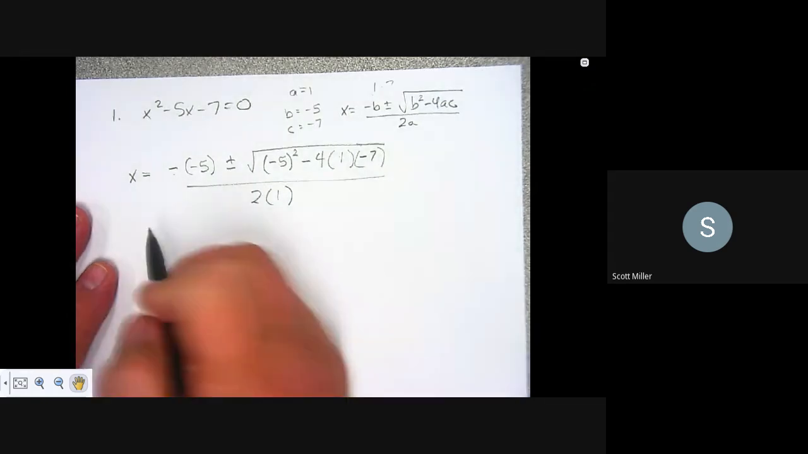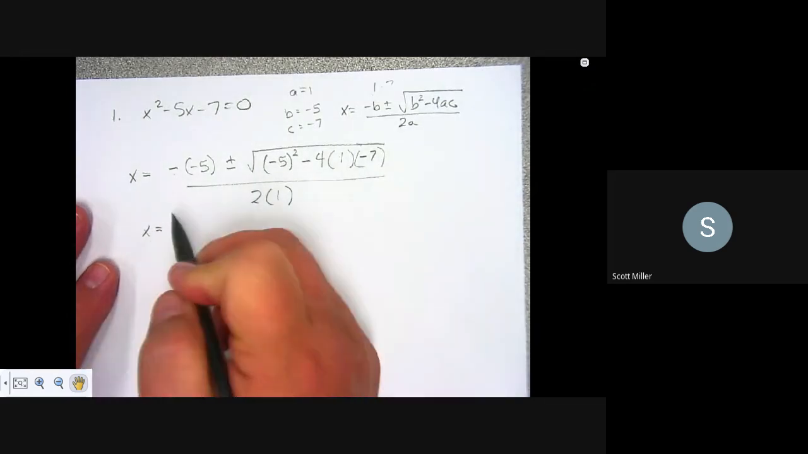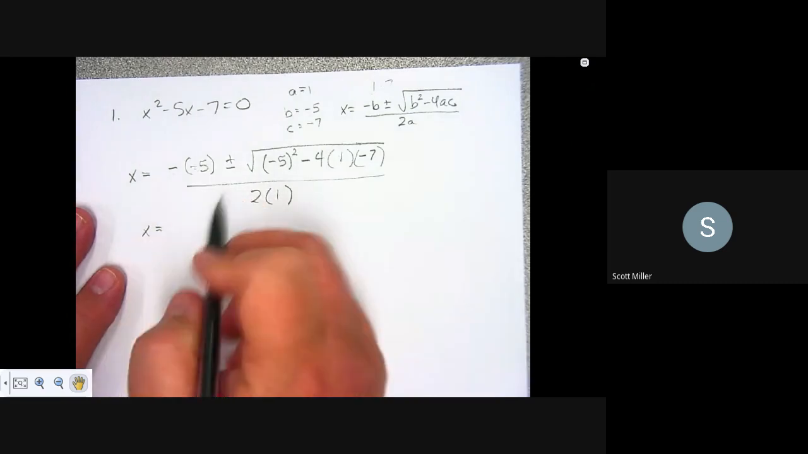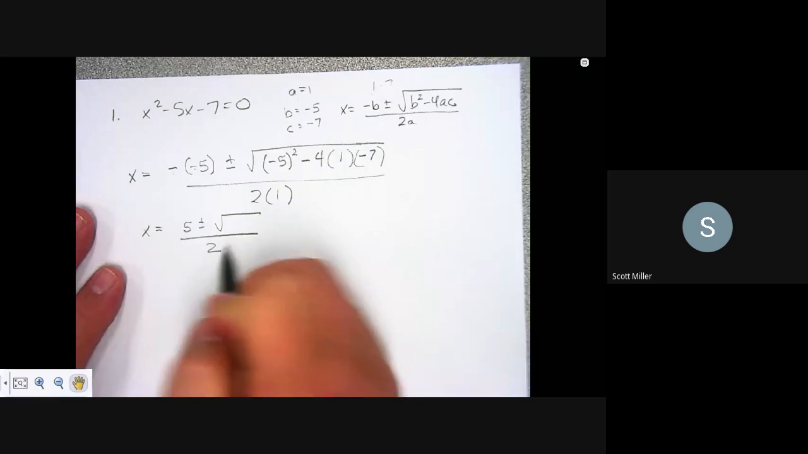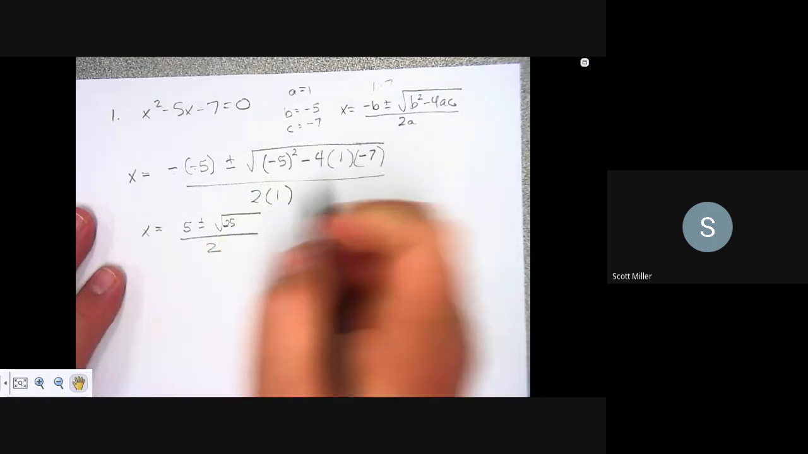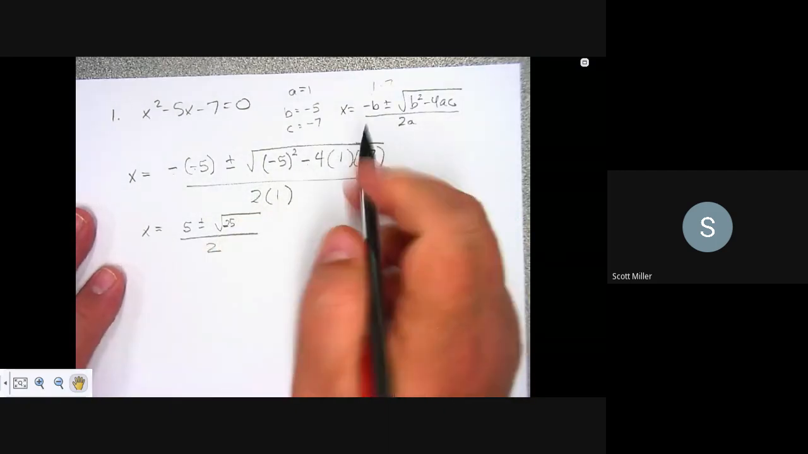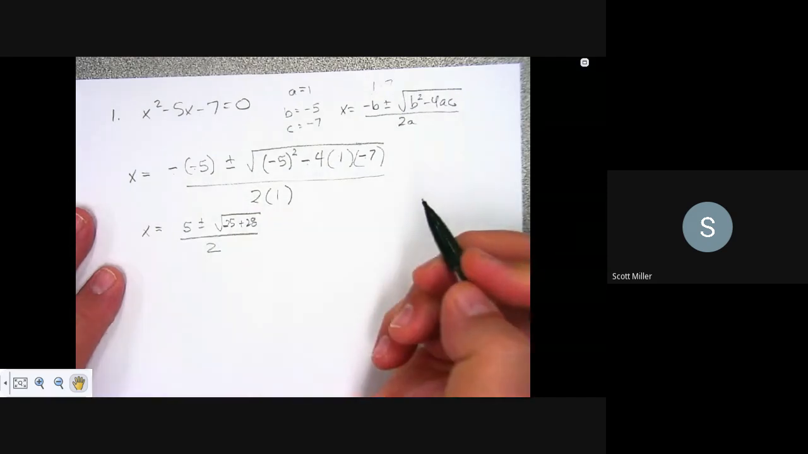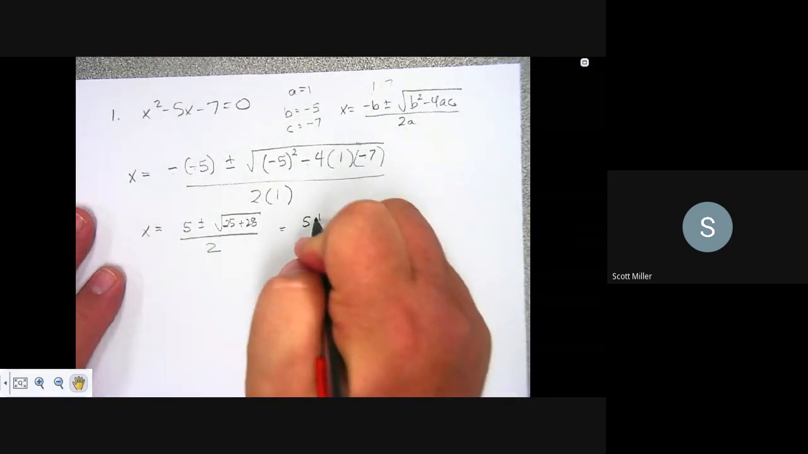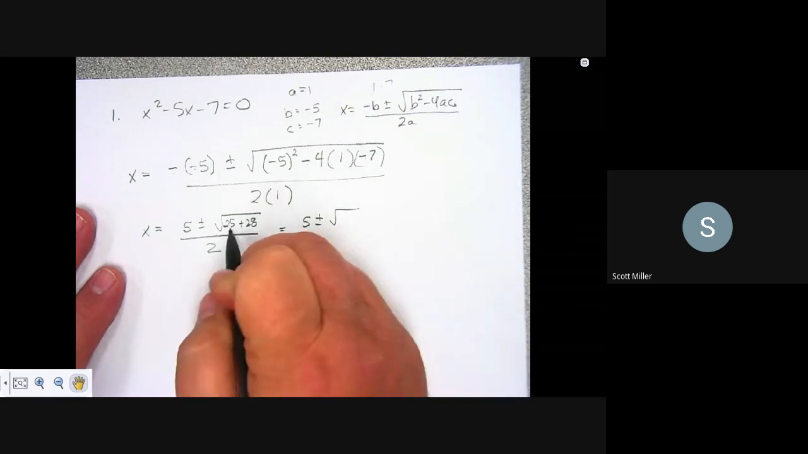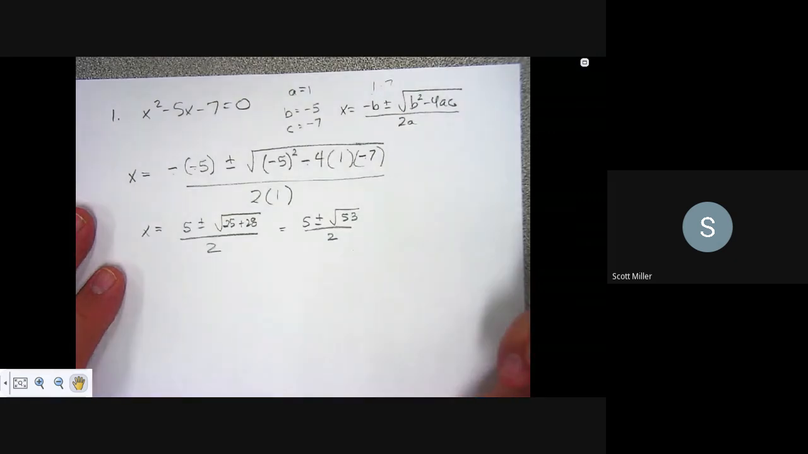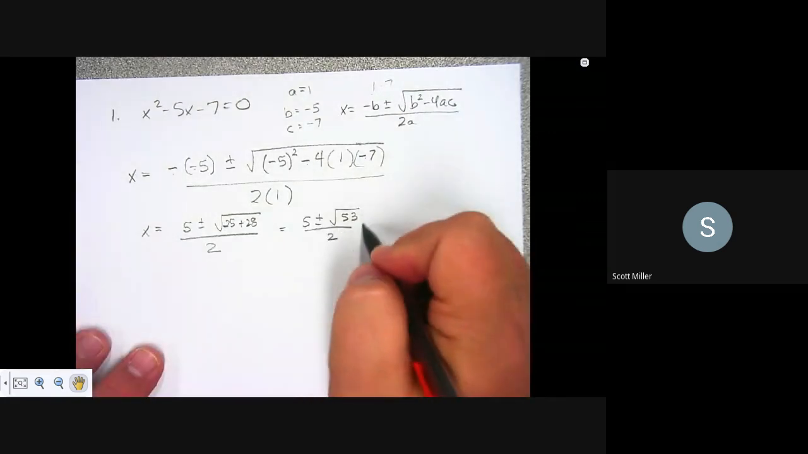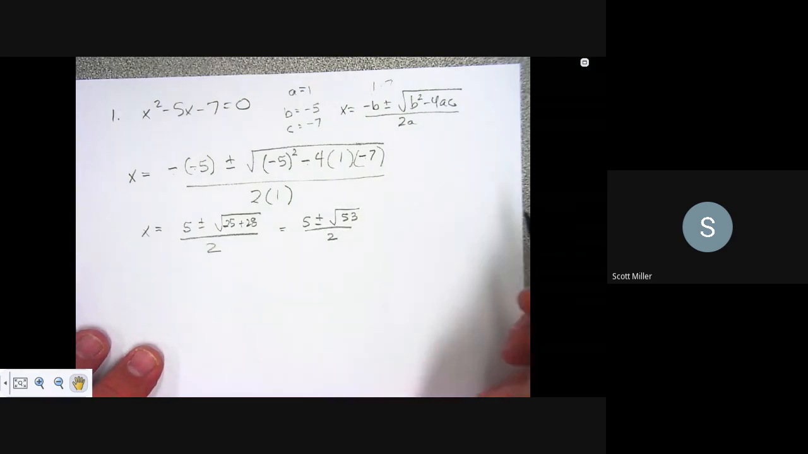Once you have it in here, it's just a matter of following order of operations, PEMDAS, and working this out. Minus a negative is positive. The bottom's going to be a 2. This is 25. Minus and the minus is positive 28, so plus 28. So this is 5 plus or minus the square root. Combine those together and it gives me 53 over 2. You need to look to see if you can simplify 53. And just so you know, in this example, 53 cannot be simplified, so it is already there.